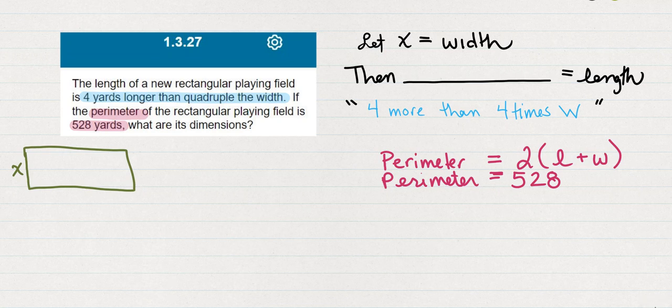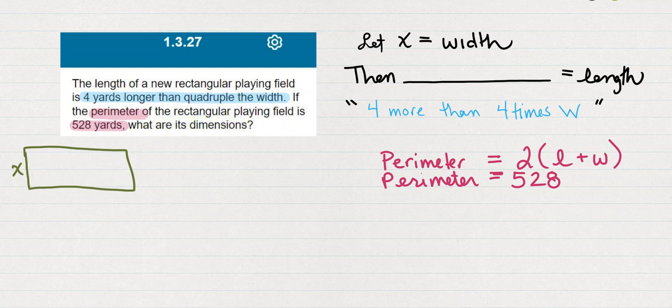It comes from section 1.3, though it might show up in any section after 1.3 as a review problem. It says the length of a new rectangular playing field is 4 yards longer than quadruple the width. If the perimeter is 528 yards, what are its dimensions? As I read this question, I want to understand what it's asking. I can see that it's asking me to find the dimensions.